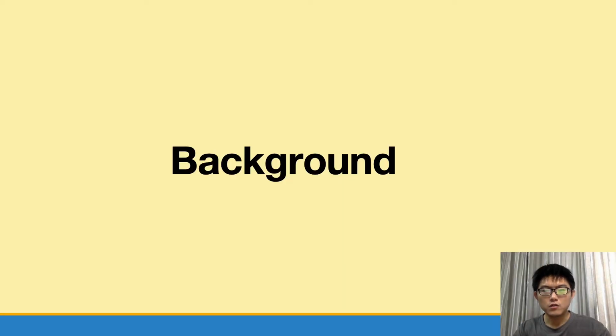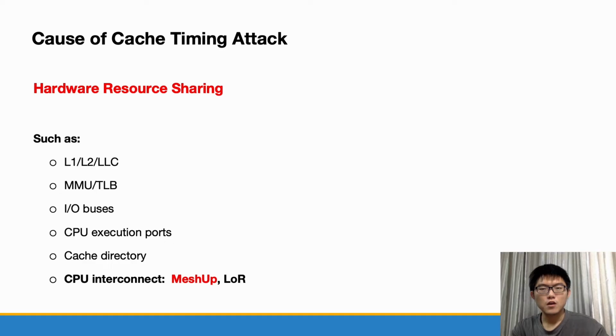Let's introduce the background briefly. One of the important causes of cache timing attacks is hardware resource sharing, such as cache, MMU, TLB, buses, CPU execution ports, cache directory, and CPU interconnect. MeshUp is also based on hardware resource sharing. Our target is CPU interconnect.